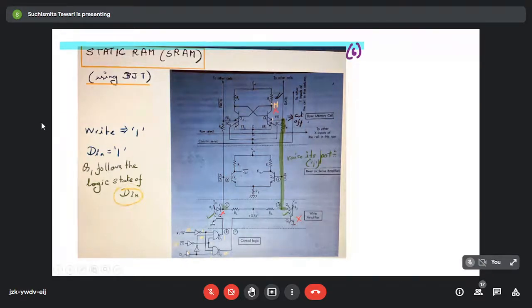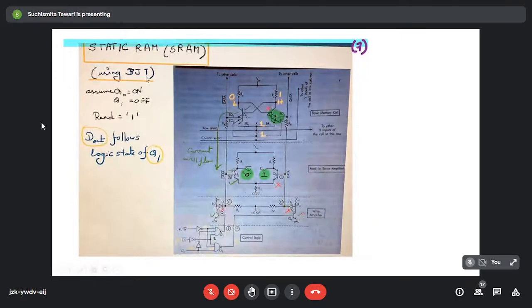That means when D in is equal to 0, you will see this node will achieve a logic low level or 0. So in this way, we can actually design the SRAM using BJTs. So we have seen the write operation over here. Another operation is left, and that is the read operation. Now we have written this 1 here and 0 here.